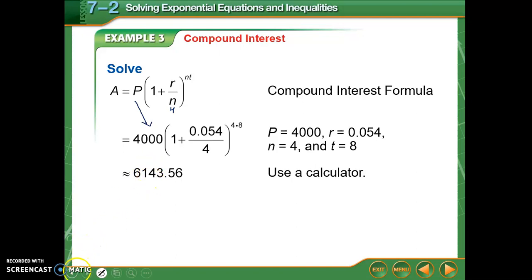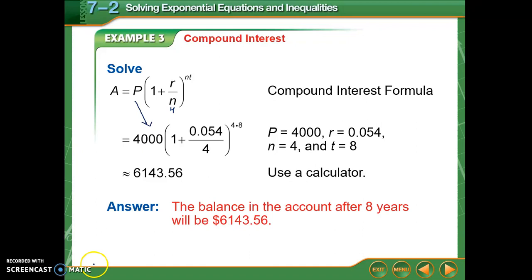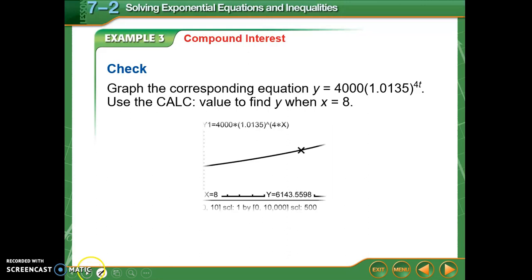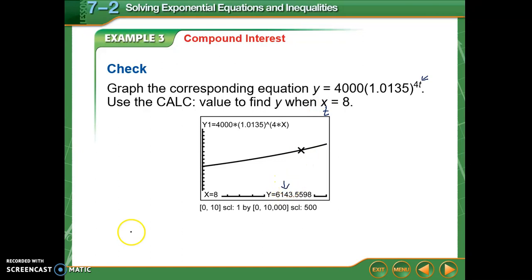We get $6,143.56 after 8 years. So my investment of $4,000 grew by $2,143.56. And if we check, if we were to use a graphing calculator, here they're showing I graphed my compound interest equation using t as my x value. And if I look at what happens when x equals 8, or when t equals 8, I would see that I would get the same y value. So we can confirm that with a graph.